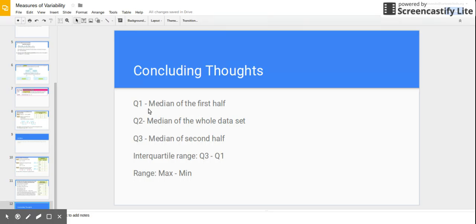Concluding thoughts. Quartile 1 is the median of the first half. Quartile 2 is the median of the whole set of data. Quartile 3 is the median of the second half. The interquartile range is Q3 minus Q1, and your range is max minus your min.